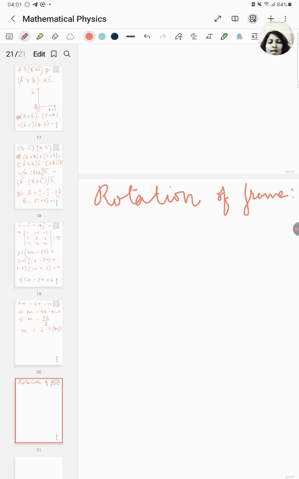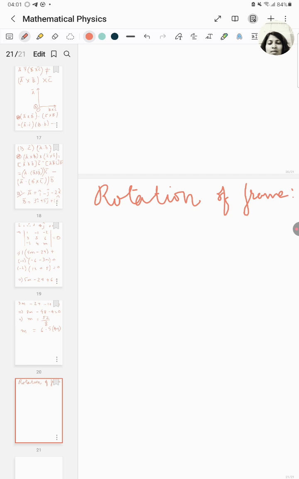The most natural and practical example of a rotating frame is the earth itself. The earth is constantly spinning about its axis. So when we study motion on earth, we are actually studying it from a rotating frame.